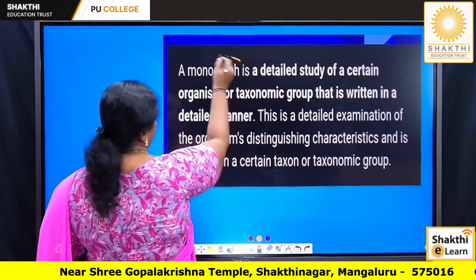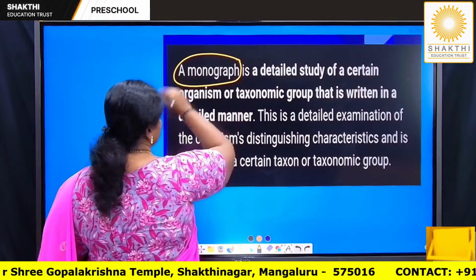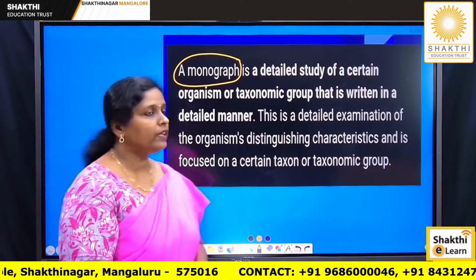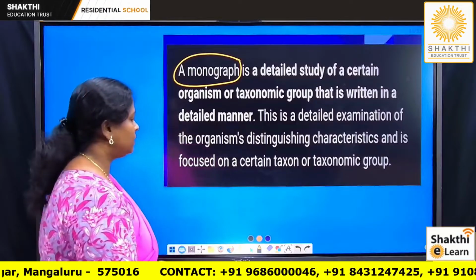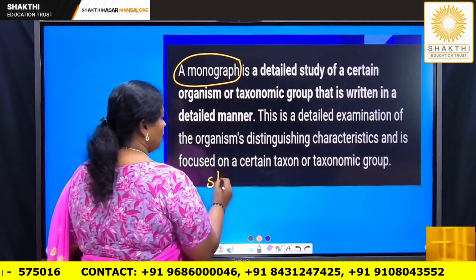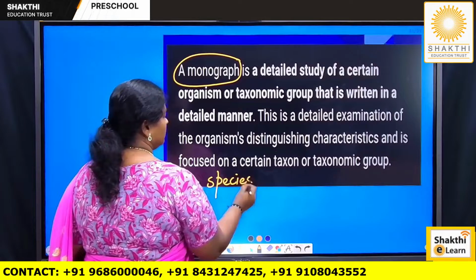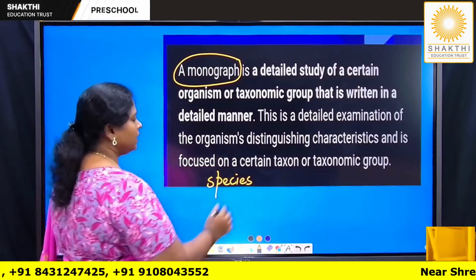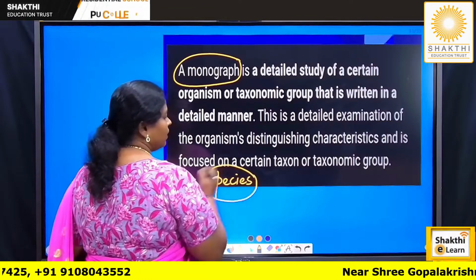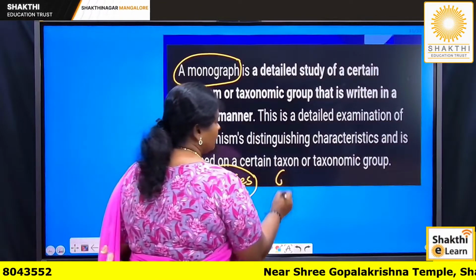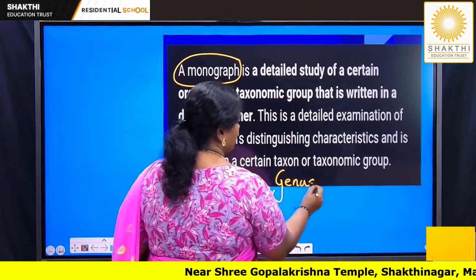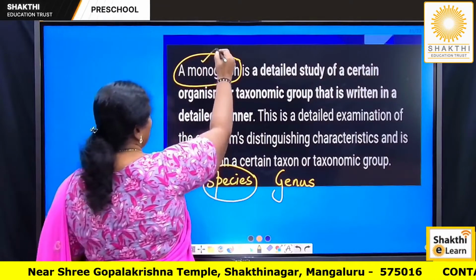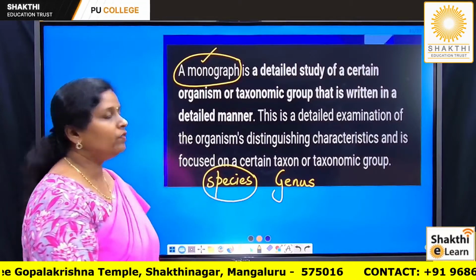Examination point of view, this is very important, students. Please make a note of it. Monograph is a detailed study of a certain organism or a taxonomic group. That is, if a person is studying a particular category, a single category. Maybe the study is going on about the species, or with reference to the genus. One single category is studied. That concept or taxonomic aid is called monograph. Study of a single taxon.